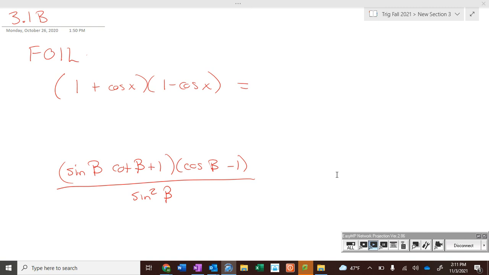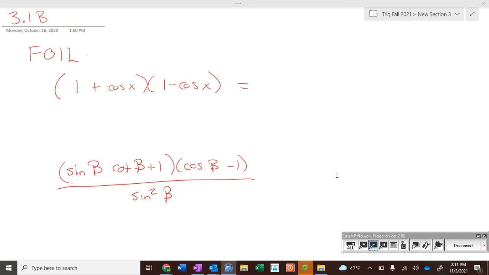Okay, so we're going to look at FOIL with this. Now, sometimes you'll FOIL and just be done. Other times you'll FOIL and then look to simplify. This first one, all we'll do is FOIL and be done.